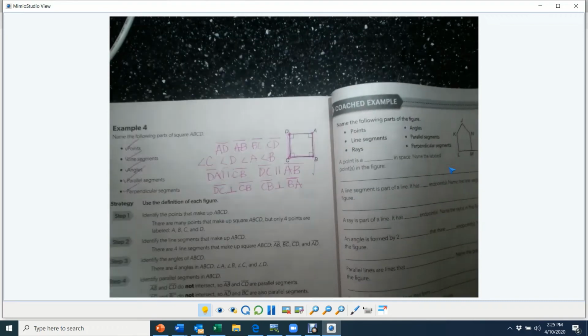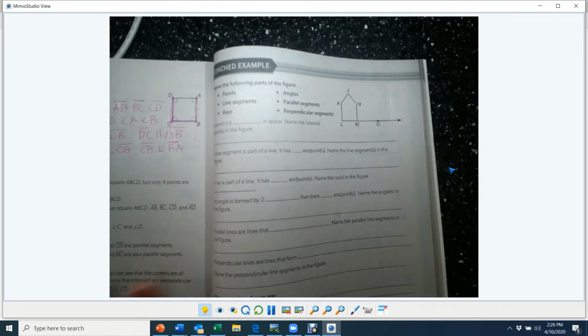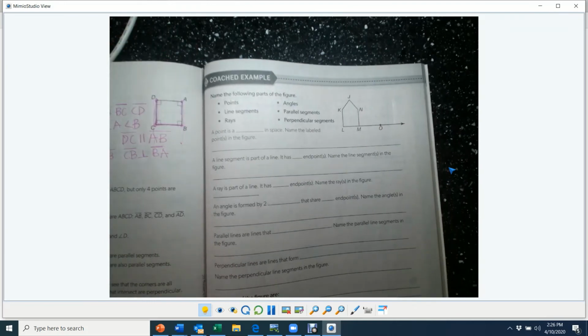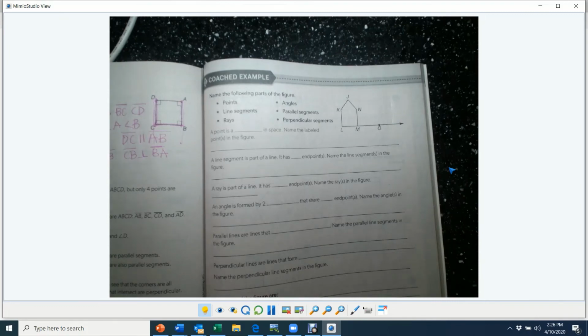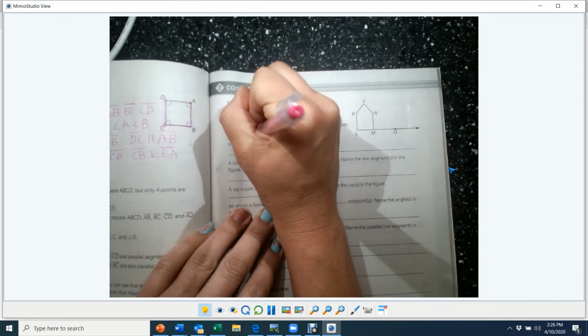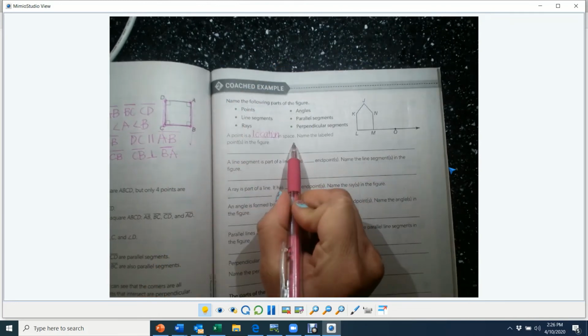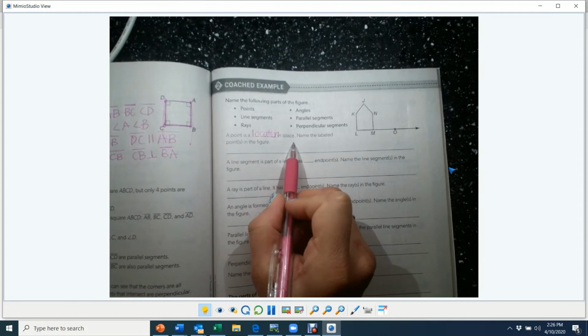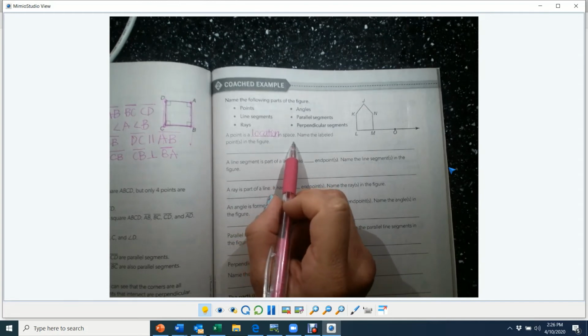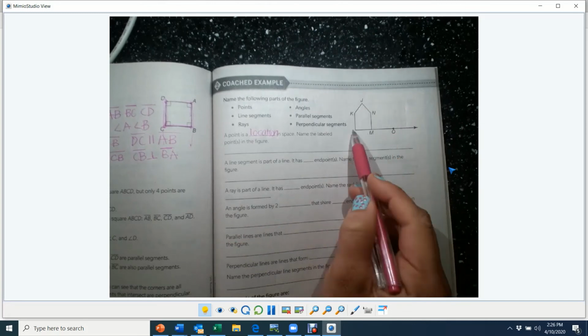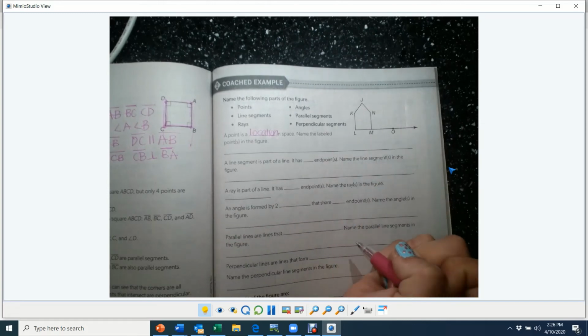I want us to go ahead and look at our coached example. It says, name the following parts of the figure. So for this, first fill in the blank. It says, a point is, so we're going to write location. A point is a location in space. And then it says to name the labeled points in this figure. Well, all these spots where you see letters are the labeled points.